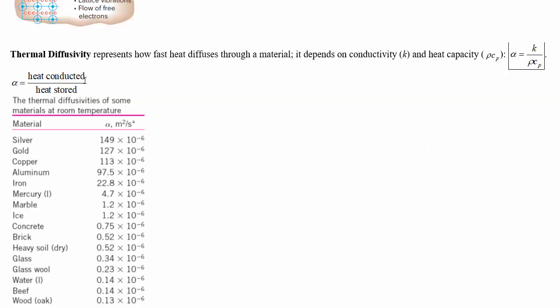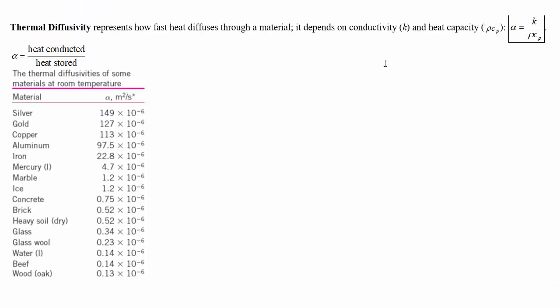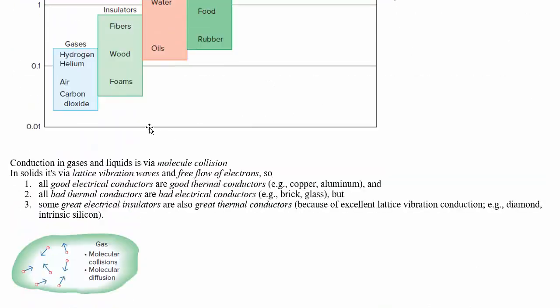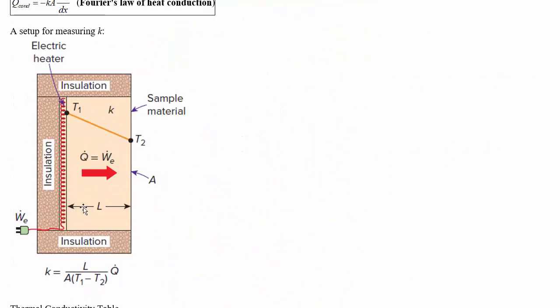Thermal diffusivity is another property. It represents how fast heat diffuses through the material. So this is a ratio of the conductivity and the heat capacity. This is something that's a fair bit more important in transient heat conduction rather than the steady state heat conduction that we were looking at up in this example here.